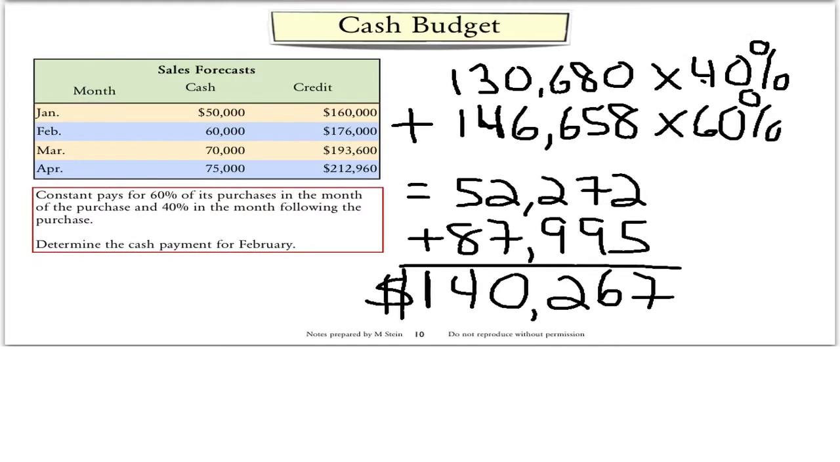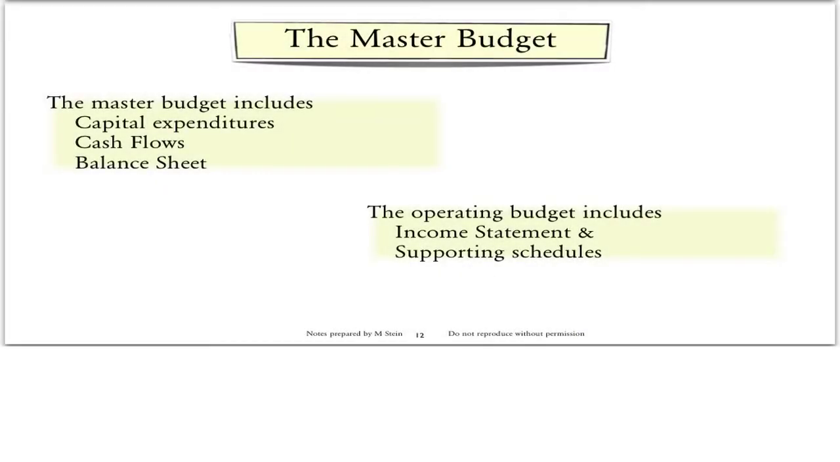Now that we have the purchase schedule, we can now look at the cash payment schedule. The January purchases are 60% paid in January and 40% paid in February, while the February purchases are 60% paid in February. When we work those numbers out, the cash out in February from January purchases is $52,272, and the cash out in February from February purchases, $87,995. So the total cash out in February is $140,267.